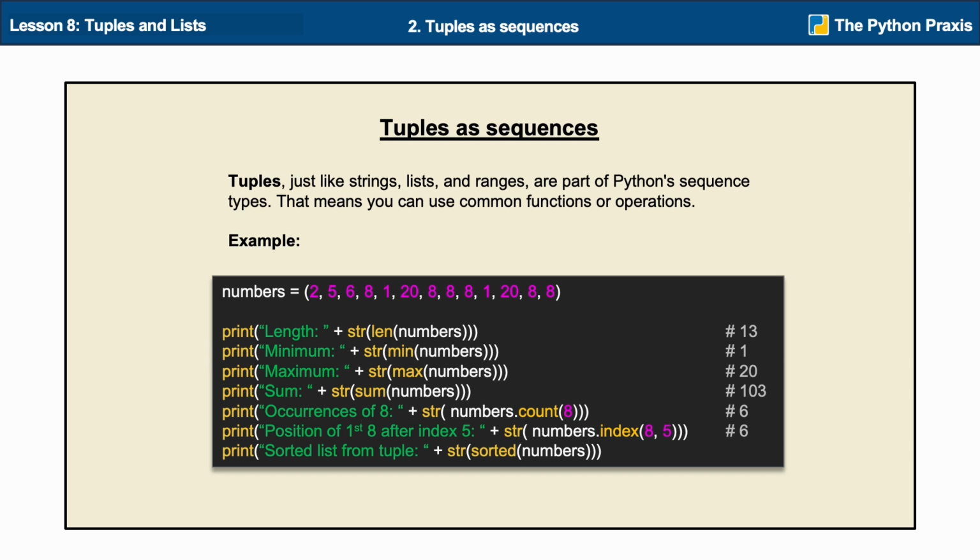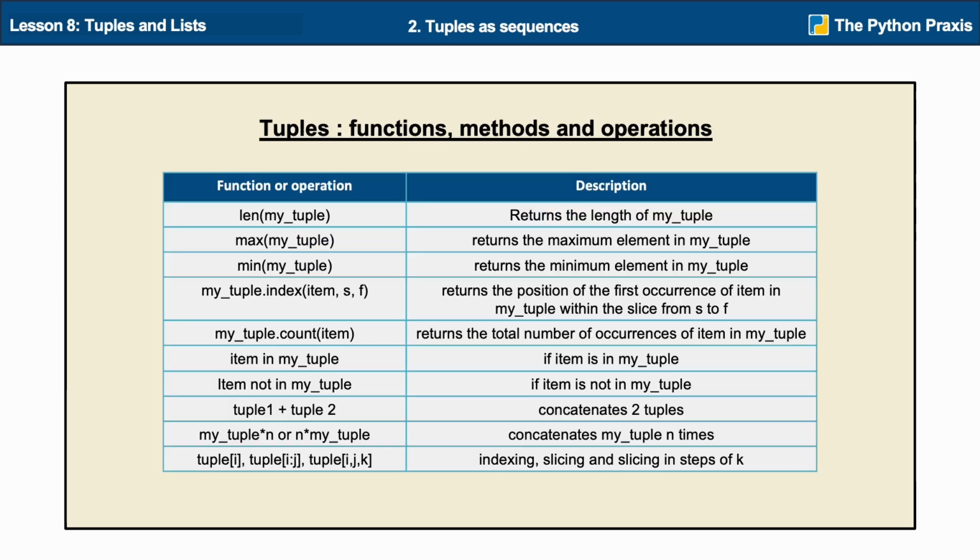So we can easily get length, min and max, sum, count occurrences, find the index of an element, even sort the tuple into a list. Tuples are much more powerful than they first appear. Now let's take a closer look at the functions, methods, and operations we can use with tuples in Python. Tuples may be immutable, but we still have plenty of useful tools to work with them.